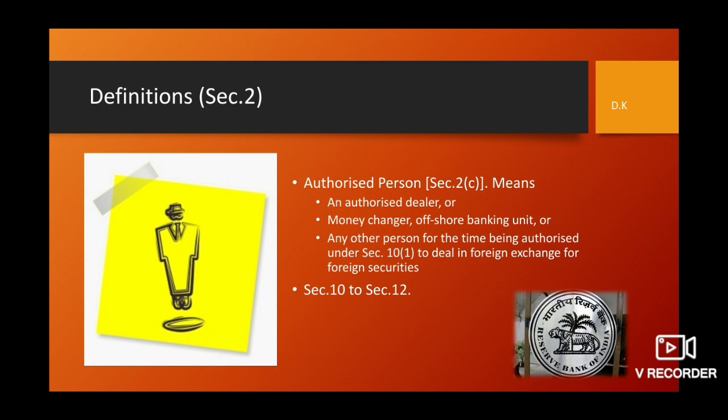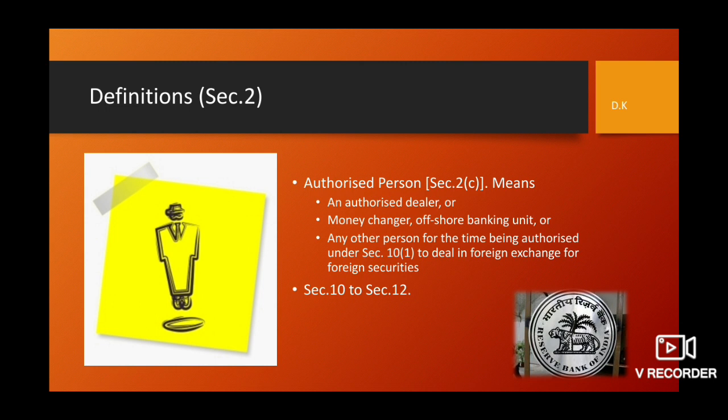That means those who want to deal with the foreign exchange have to make an application to the Reserve Bank of India. The Reserve Bank may give that person an authority to deal with the foreign exchange. This is in Section 10. And in Section 11, the Reserve Bank has some powers to issue directions in this regard. As well as in Section 12, the Reserve Bank has the power to inspect the authorized person.